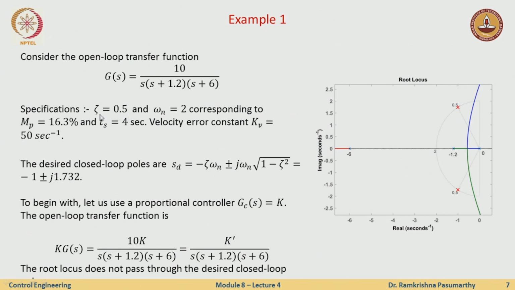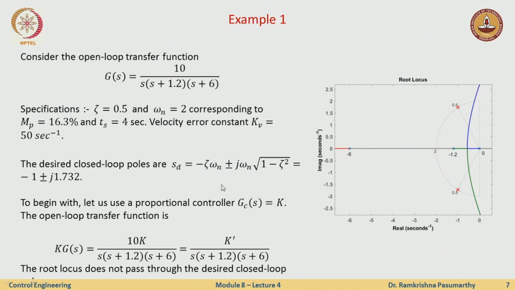Based on these specifications, I can compute where the dominant closed loop poles should be. That is, s_d is minus zeta omega n plus or minus j omega n square root of 1 minus zeta squared, and that turns out to be these two numbers, somewhere here and here.